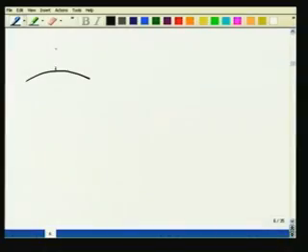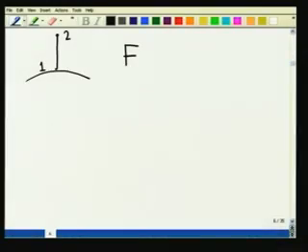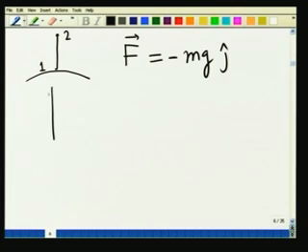Let us take your familiar example of a body moving, say, from point 1 on the surface of the earth to a point 2, which is not very high above the earth, so that I am going to make the approximation that the force remains roughly the same. So, the force applied by the earth is nothing but minus m g j, because I am going to take this as my y axis, this as my x axis. Only y axis matters in this case.